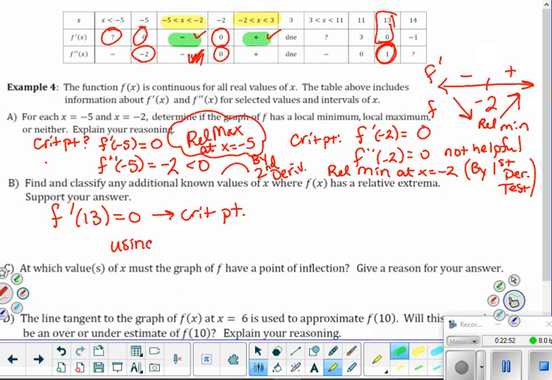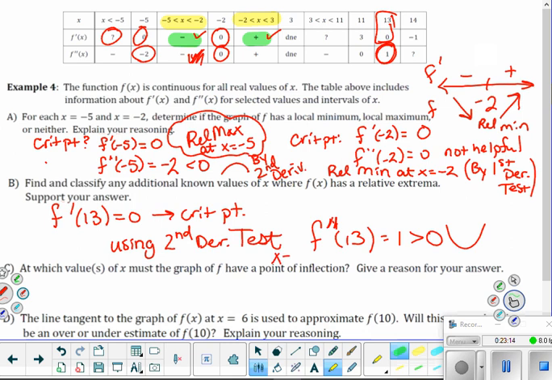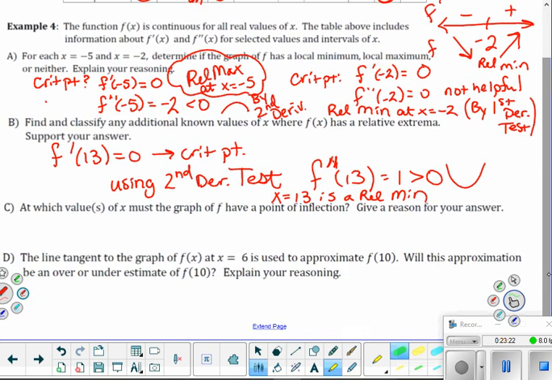Using the second derivative test, I can see f double prime of 13 is 1, which is greater than 0, so that means we're concave up. Ooh, it's a relative min. X equals 13 is a relative min. Second derivative test.